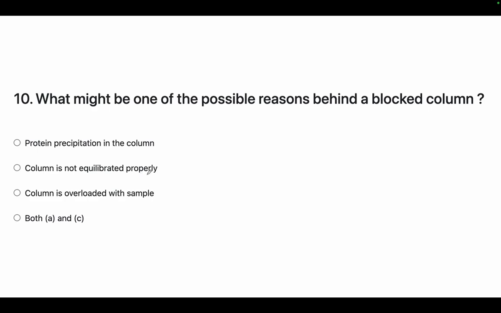Column is not equilibrated properly. This will usually not lead to a blocked column. If this is the case, then maybe the SEC run will not separate the proteins properly, but it probably won't block your column. Column is overloaded with sample. Yes, there is too much sample. So it has gone beyond the capacity of the column. So both of these can block your column. Both A and C.